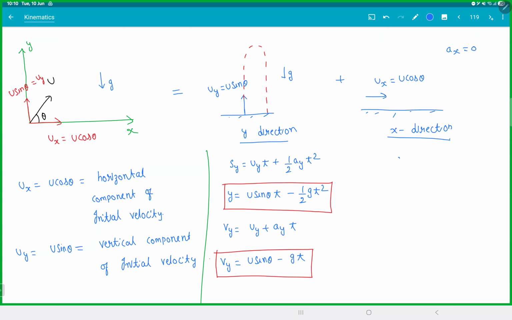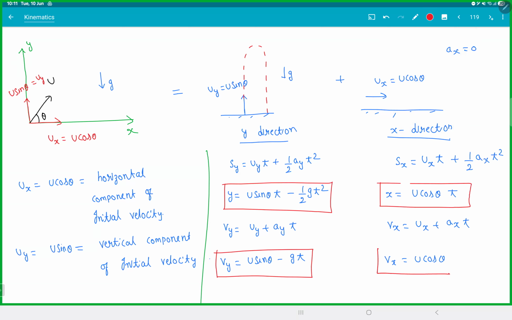Similarly, for the x coordinate, I will write Sx is equal to Ux t plus half ax t square. Sx will be the x coordinate, Ux will be U cos theta, and ax is 0. So this gives you the x coordinate. Vx will be Ux plus ax t. So you're using all the three equations. So we get Vx is equal to U cos theta. The horizontal velocity doesn't change. There, I found out the x direction, I found out the y direction, I know the x and y coordinates at any time.